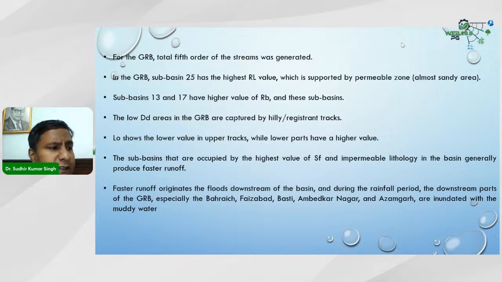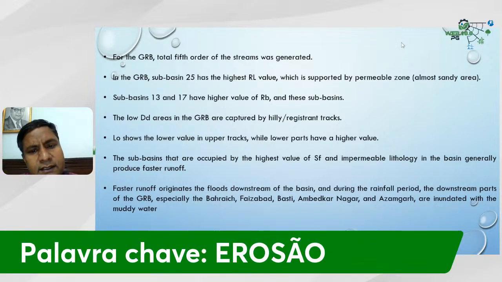So where the drainage density is low, what is going to happen? The water remains in that area. If drainage density is very high, then all the water is going to be drained out. Correct. So overland flow shows a lower value in the upper tracts, while the lower parts have higher values. Means in the upper part there is lower movement, and in the lower part you will find very high values.